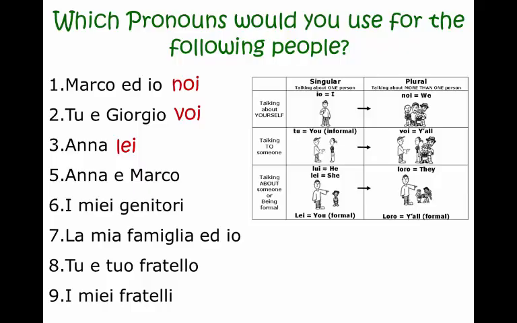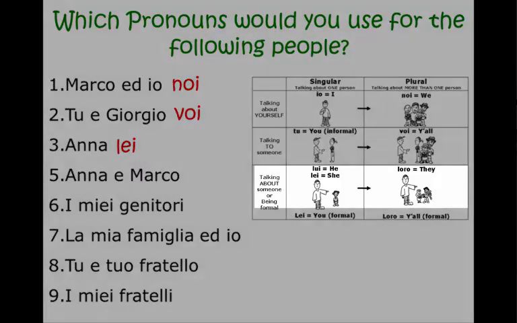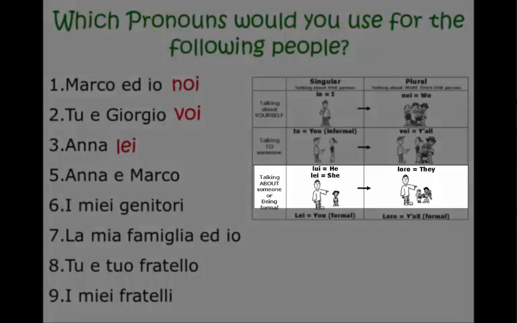But now for number 5, and I don't know where number 4 went, but for number 5, where it says Anna e Marco, it's Anna and Marco, I'm still talking about these people, so I'm still down on that third row, but since it's more than one, I have to move across to the loro form.